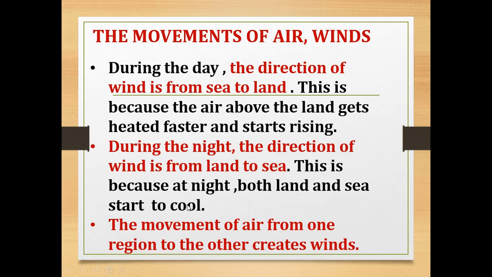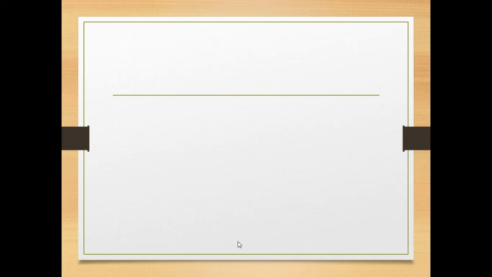The movement of air from one region to another region creates wind. Now, as I said in the first paragraph itself, the pollution caused to air, soil and water will affect the quality of life. So first of all we can see about air pollution.